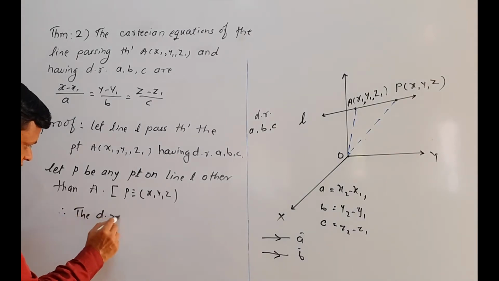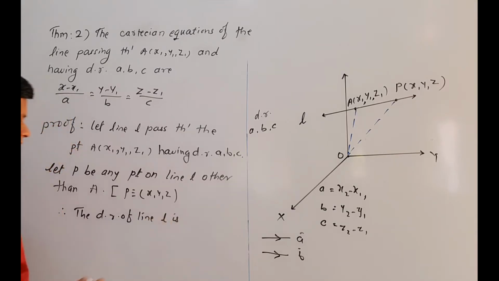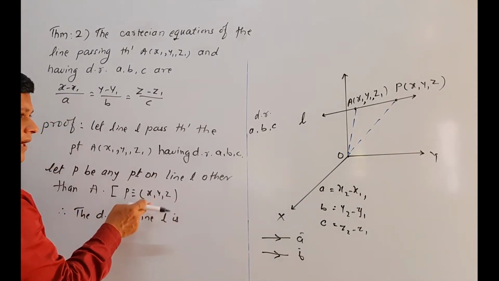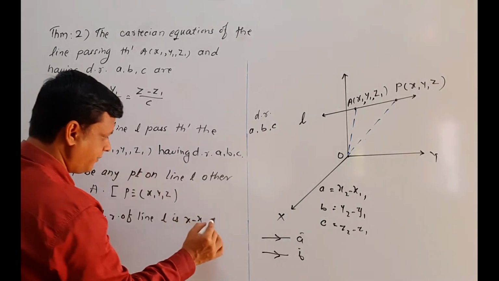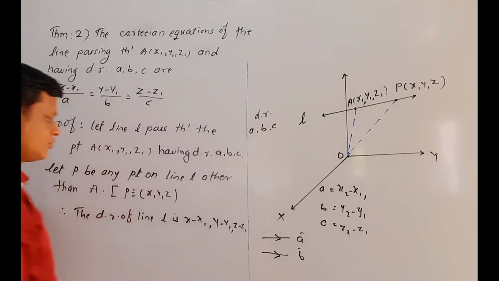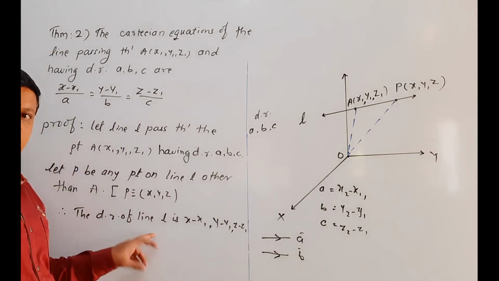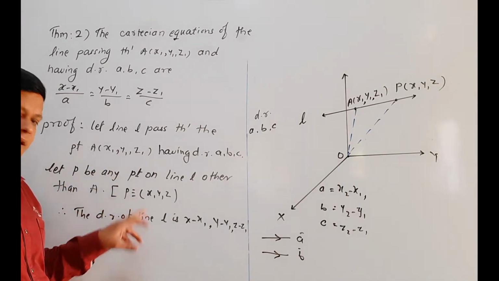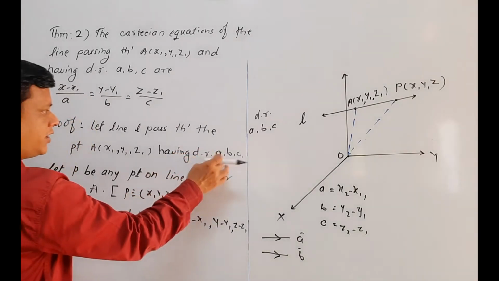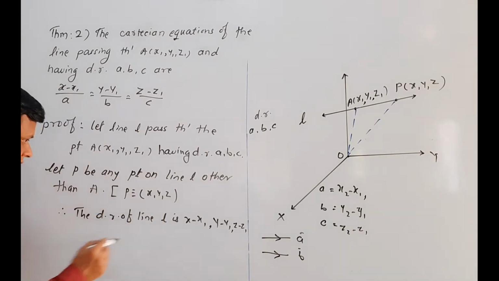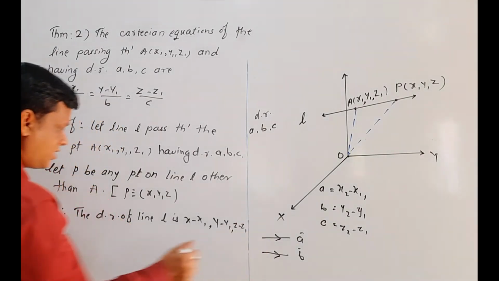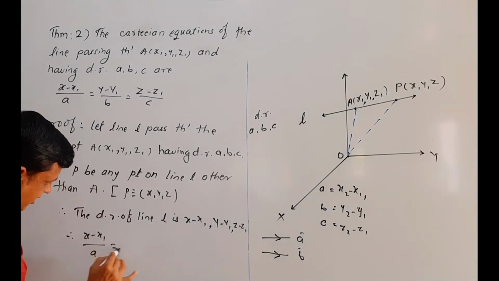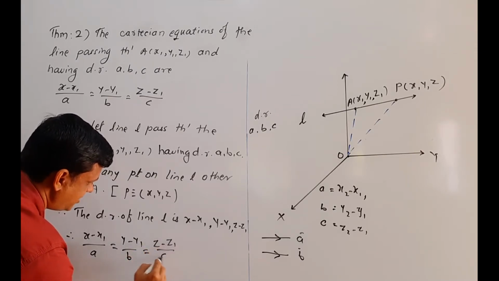Therefore, the direction ratio of line L is, by using the formula x2 minus x1, in place of x2 we have the value x, so we write here x minus x1. In place of y2 we have y, so we write y minus y1, and third is z minus z1. So in this way we get the direction ratio of line L when we consider 2 points A and P on that line. So this direction ratio and the given direction ratio a, b, c are of the same line. So we apply the concept that when two vectors are parallel, their direction ratios are in proportion. So we write (x minus x1) upon a is equal to (y minus y1) upon b is equal to (z minus z1) upon c.